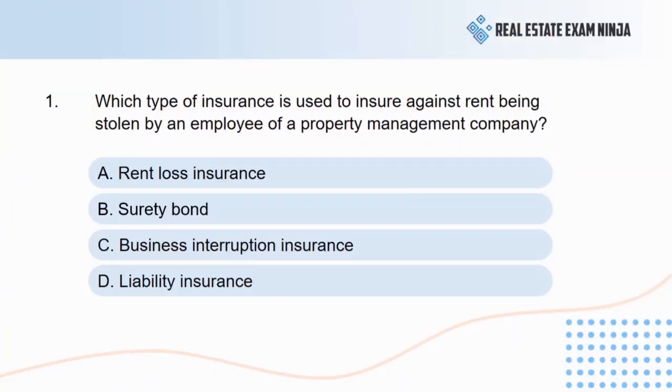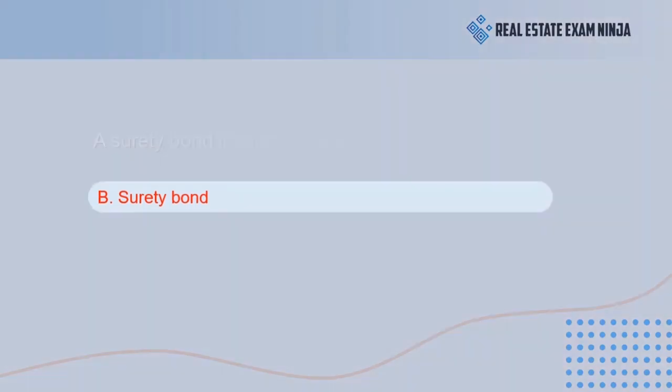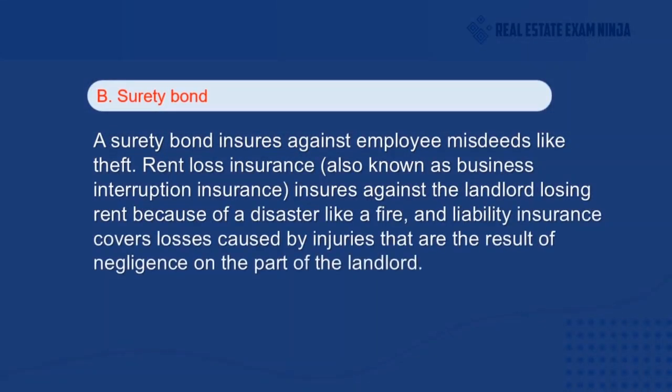Number 1. Which type of insurance is used to insure against rent being stolen by an employee of a property management company? A. Rent loss insurance. B. Surety bond. C. Business interruption insurance. D. Liability insurance. The correct answer is B. A surety bond insures against employee misdeeds like theft.